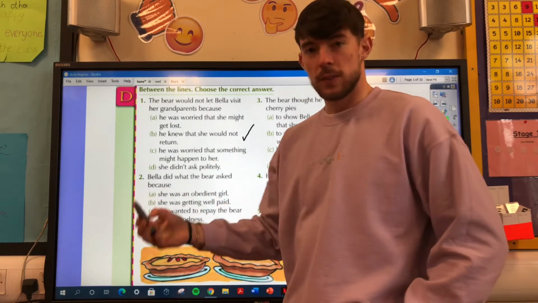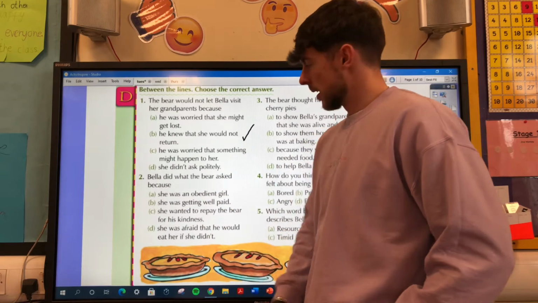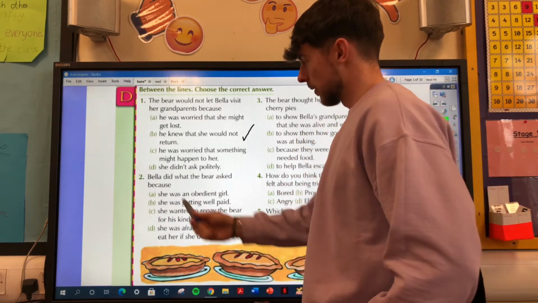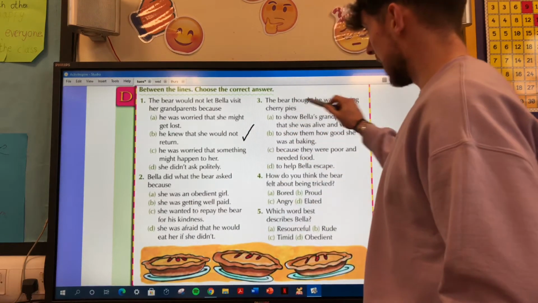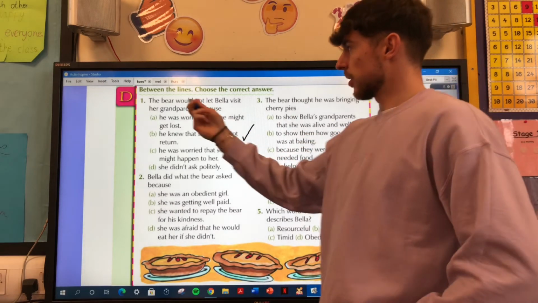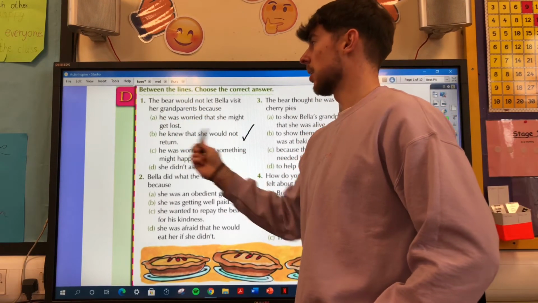Alright, so for the next one, you're going to write your sentence: Bella did what the bear asked because, and then your answer you're going to write down after that. So you have to write down the whole sentence, including the start. Not just the end, but including the start as well. The first one is 1B, alright? So 1B, so you're going to write down all that, right?